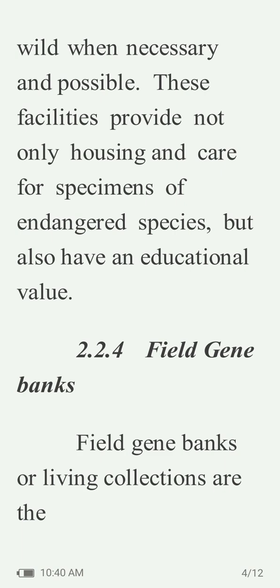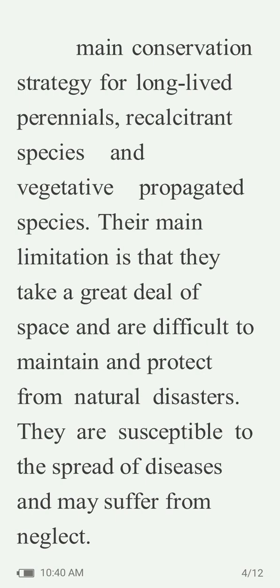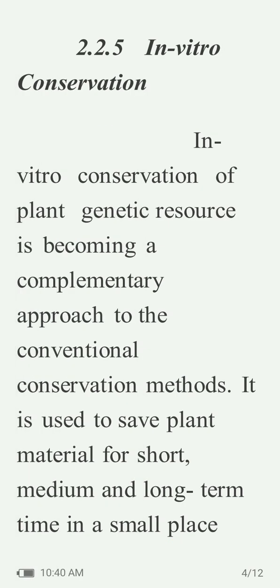Field gene banks. Field gene banks, or living collections, are the main conservation strategy for long lived perennials, recalcitrant species, and vegetatively propagated species. Their main limitation is that they take a great deal of space and are difficult to maintain and protect from natural disasters. They are susceptible to the spread of diseases and may suffer from neglect.